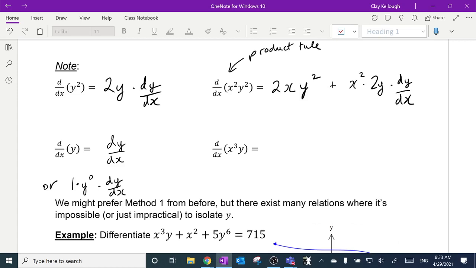Let's try this one. Derivative of x cubed y is, again, product law. I think of this as x cubed times y. So it's the derivative of the first thing times the second thing plus the first thing times the derivative of the second thing.